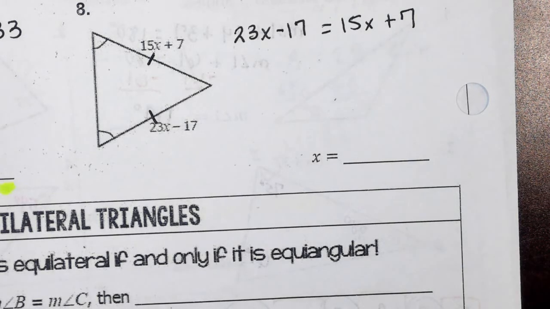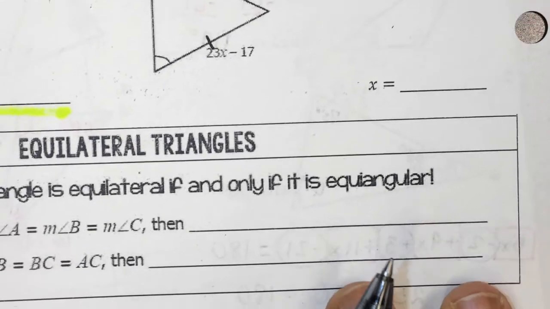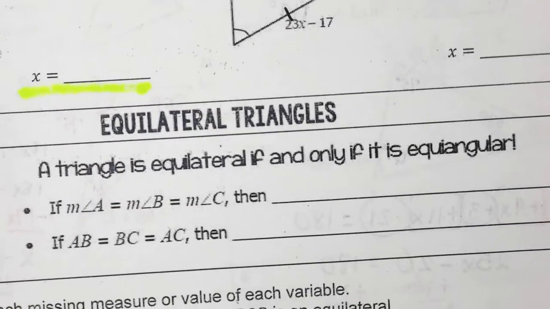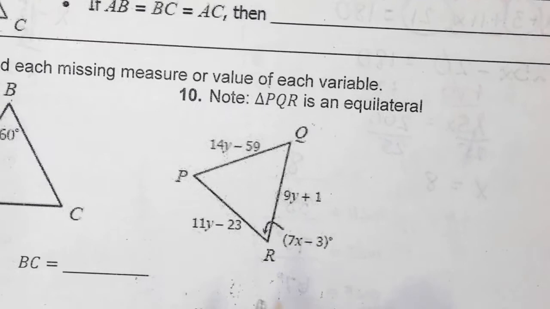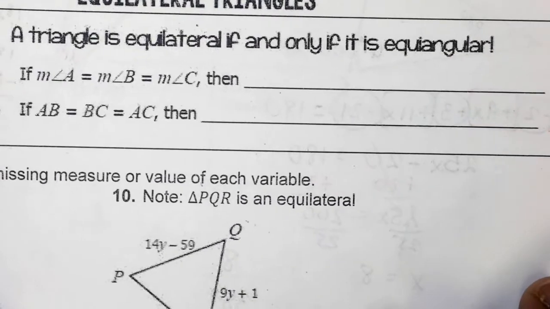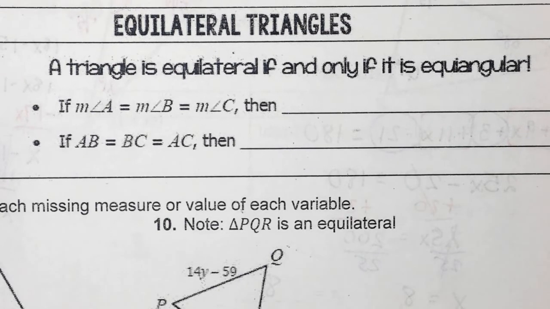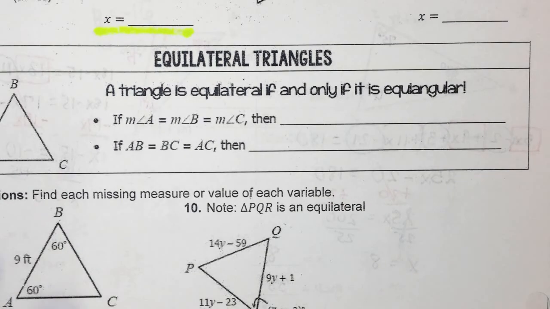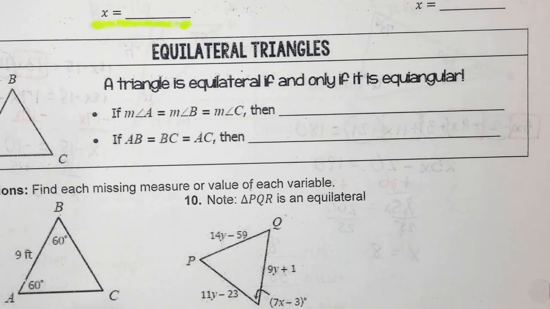One more time? Cool. Moving on, children. Last thing, equilateral triangles. We're blasting right through. Alright, equilateral triangle. Let me zoom out a little bit. A triangle is equilateral if and only if it is equiangular.